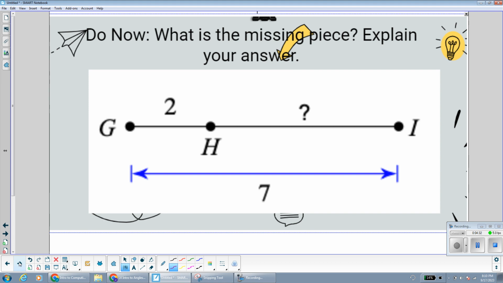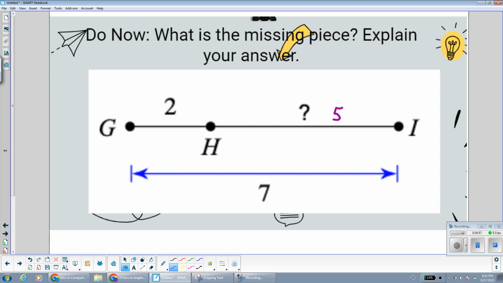Here we have a line segment, and it gives us the length of GH, 2. And the question is, what is the missing piece if the whole line segment GI is 7? The answer is 5. You might be thinking, that's easy. We get 5 because 2 plus 5 makes the whole 7, and that's absolutely right.